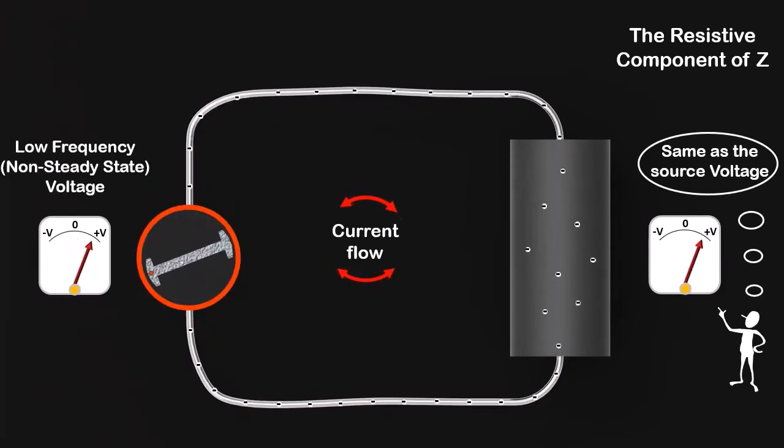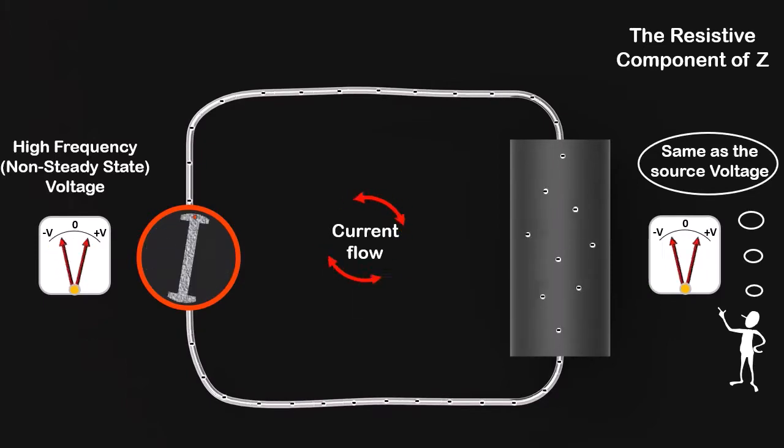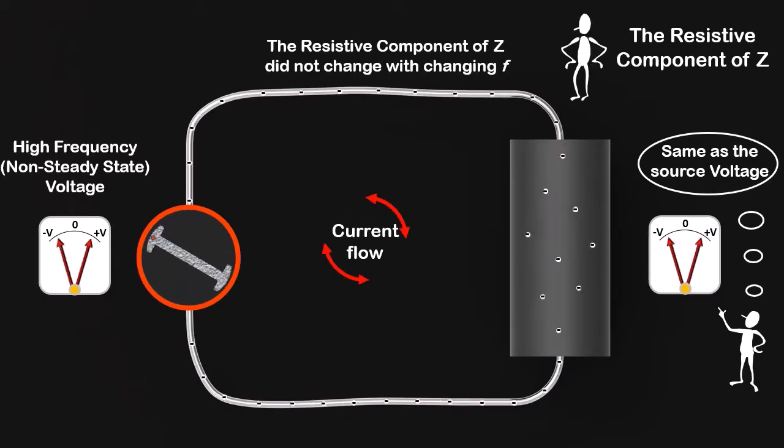Whether low frequency, medium frequency, or high frequency. An important note, the resistive component of impedance affected current exactly the same regardless of the frequency of the current. We could say that the resistive component of impedance did not change with changing frequency.